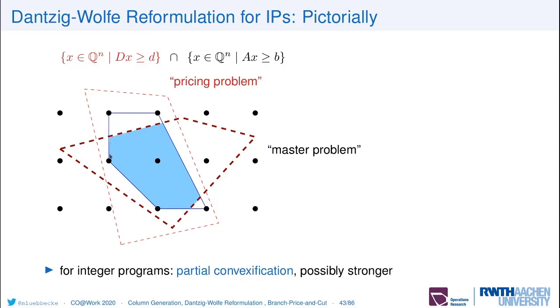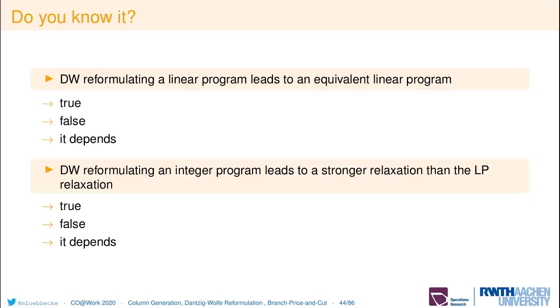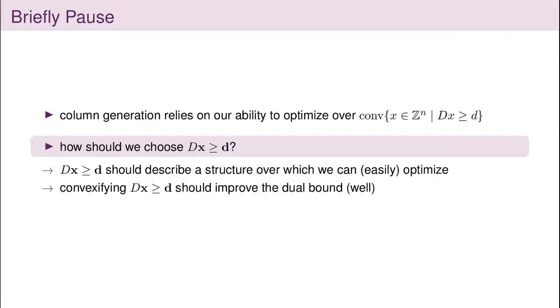But imagine that the subproblem here was an integer polyhedron already. So the description of the pricing problem, the Dx greater than or equal to d, already has extreme points which have integer coordinates. If that happens, then the convexification here, so to speak, does not bring an additional value. It may happen that your pricing problem has this property. In that case, you would not gain anything from the reformulation. So the answer here is it depends. And it depends on the integrality property of the pricing problem, whether or not the LP formulation already gives you automatically an integer solution or not.